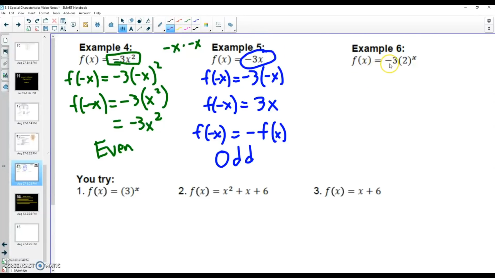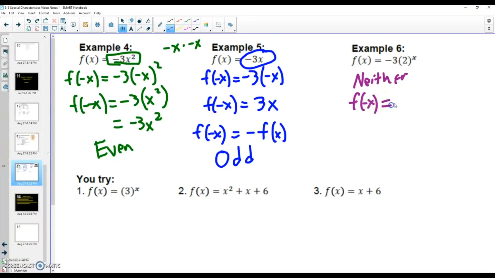Finally, our last example, we're going to see it's an exponential. So we don't even have to plug anything in. If we remember our rules, we can go ahead and put neither. However, if you were to not remember that and you did need to test it, we can go ahead and show that.